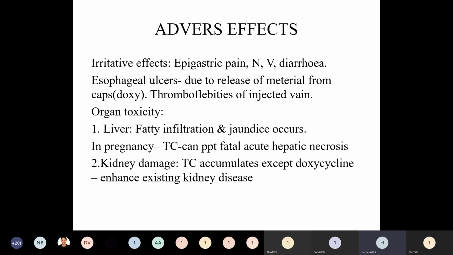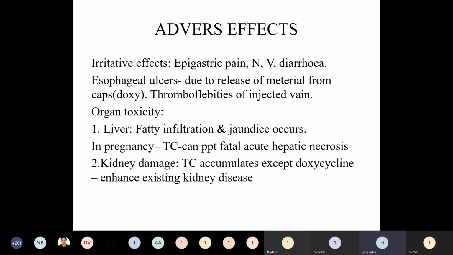Then we'll see about adverse effects of tetracyclines. They produce irritative effects like epigastric pain, nausea, vomiting, diarrhea, esophageal ulcers. This is important, esophageal ulcer. This is due to release of drug from the capsules while swallowing the drug. If the drug is released into the esophageal region, it induces esophageal ulcers.